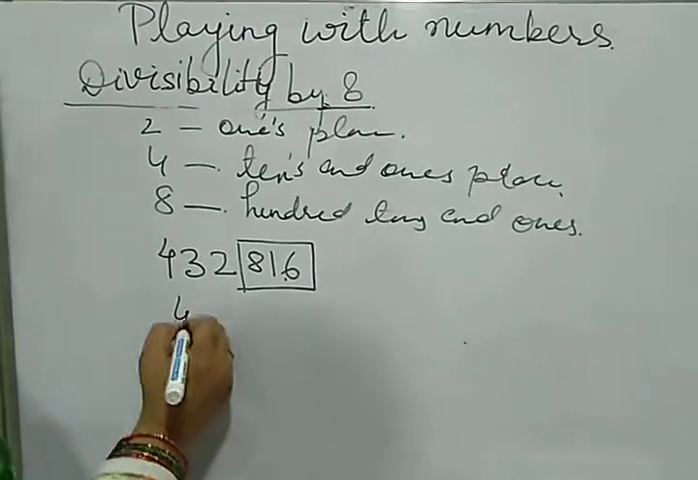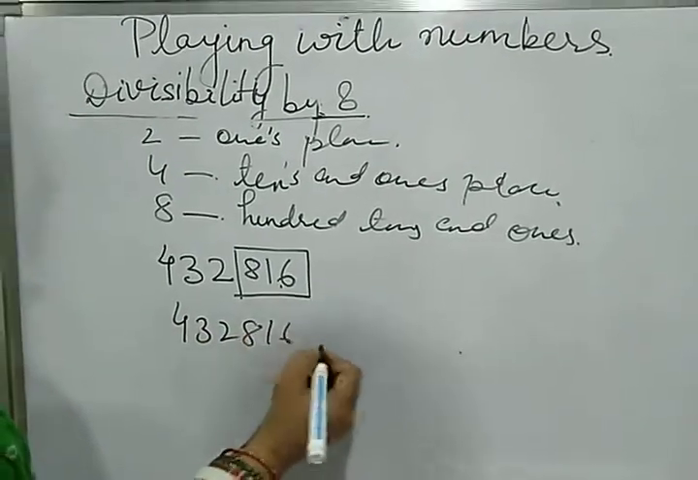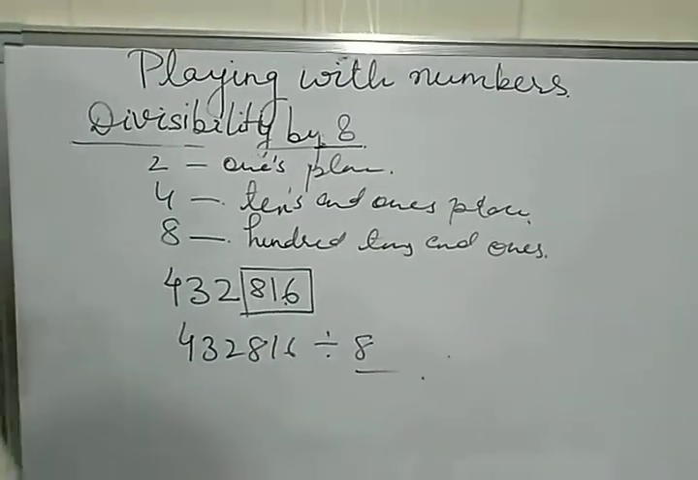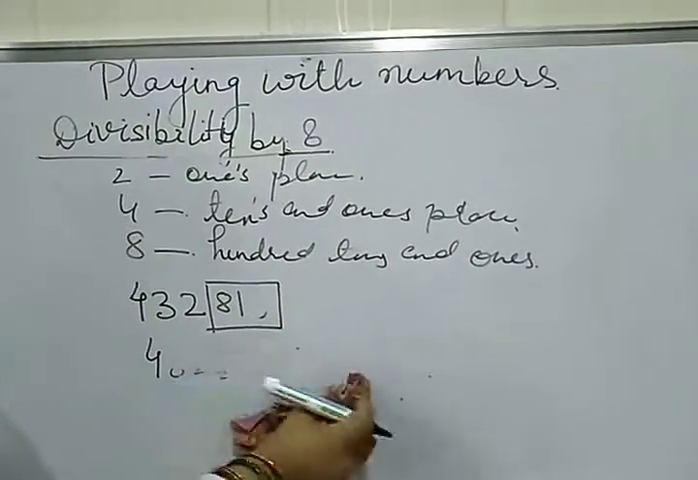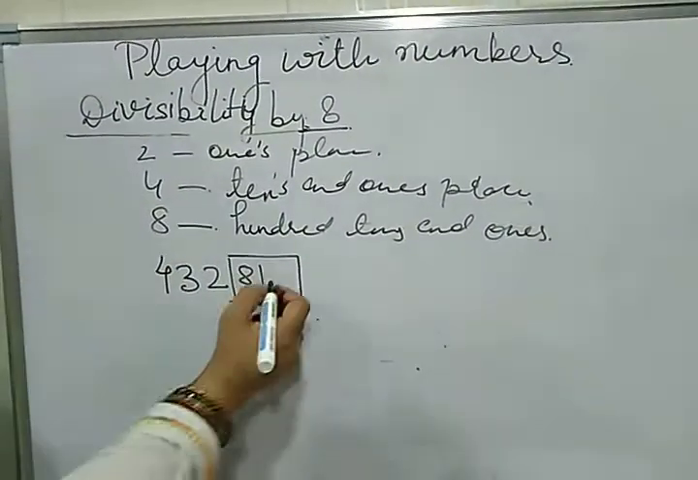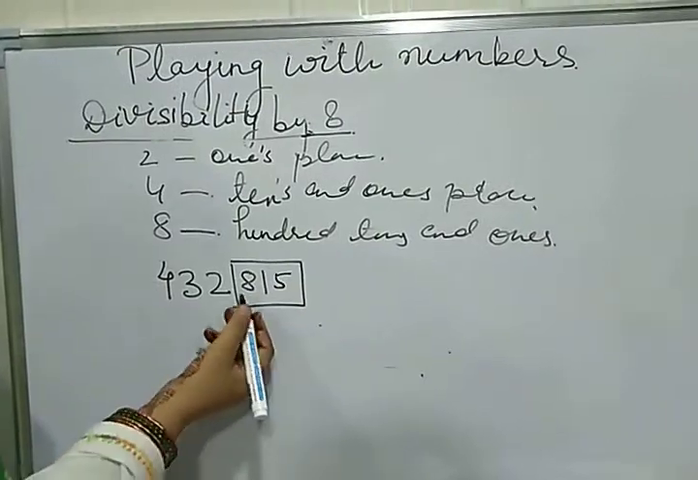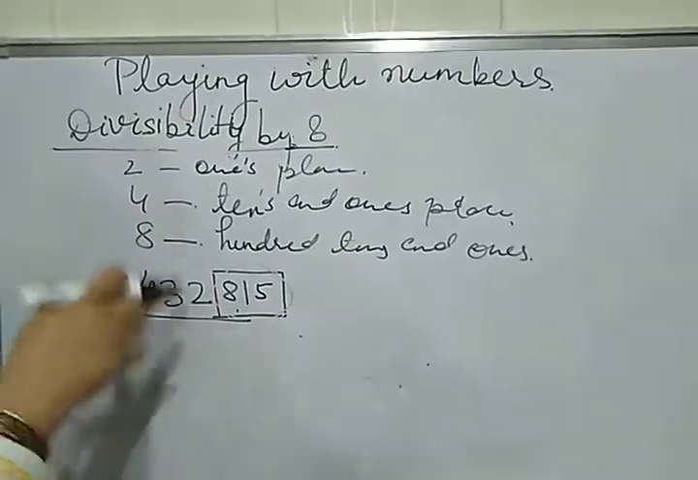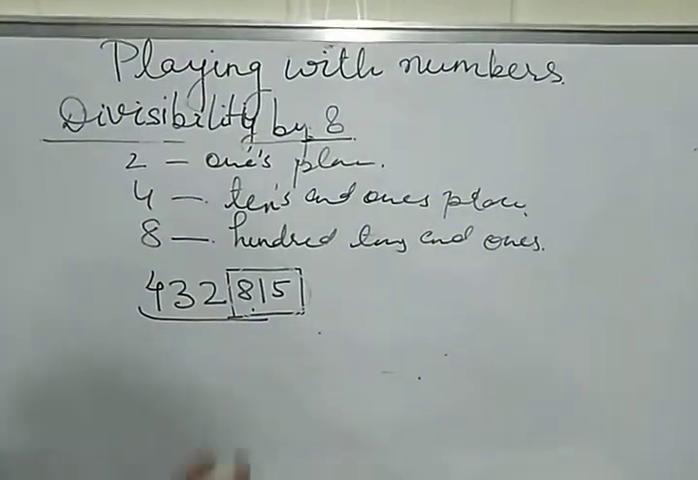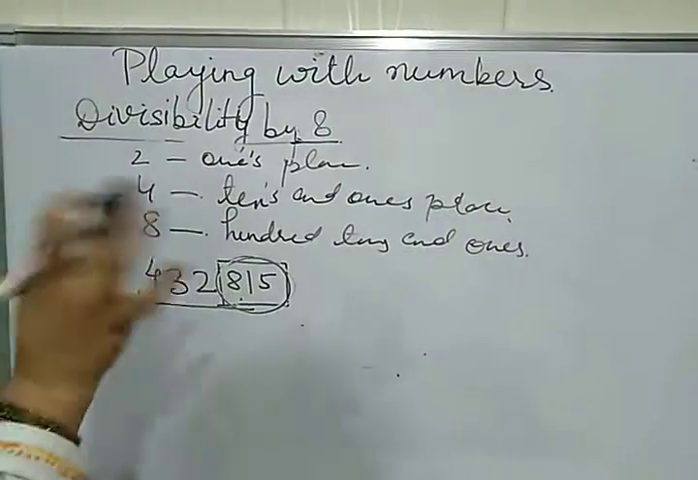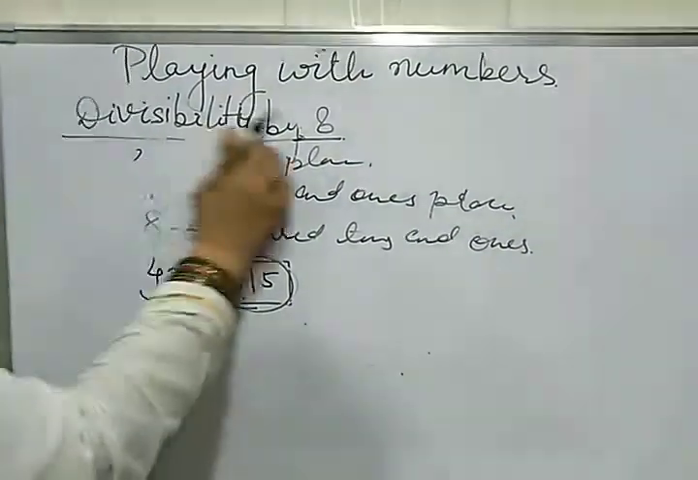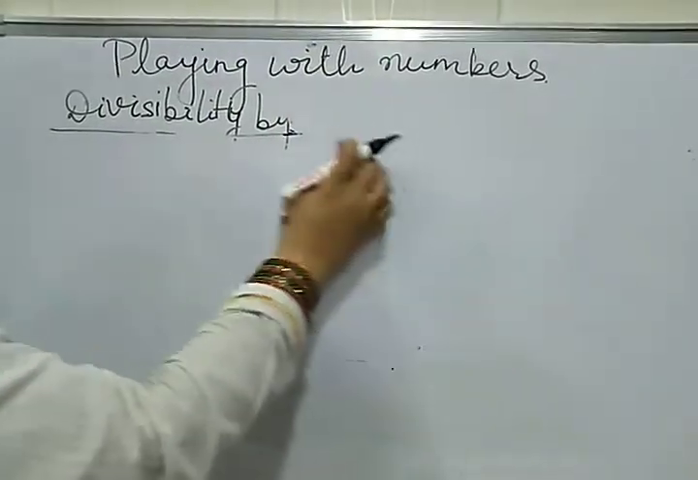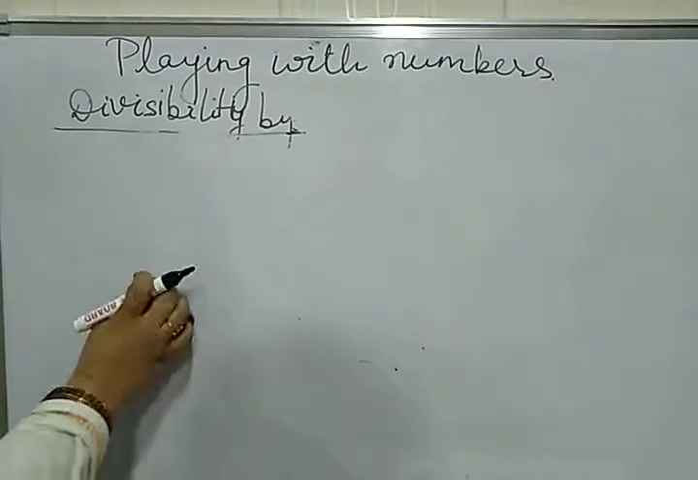Means the whole number 4328816 is divisible by 8. If the last three digits are not divisible by 8, suppose it is 815 here, then this number will not be exactly divisible by 8. The whole number will not be divisible by 8. If the last three digits are divisible by 8, then the whole number will be divisible by 8. So without division we can check whether the numbers are divisible by the given number or not.